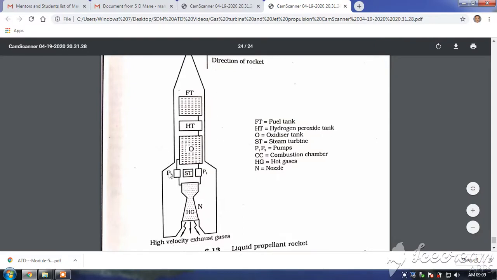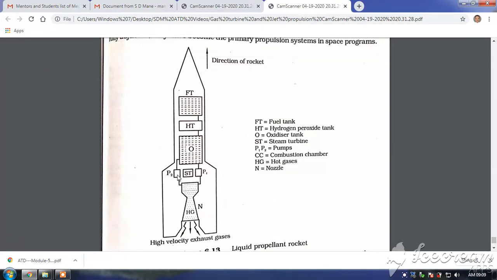For both of them there are two separate pumps. One pump is for the fuel and another pump is for the oxidizer. Both are liquids, so you have got pumps and they are pumped into this combustion chamber. In this combustion chamber there is also an igniter which will burn the fuel, and from there the gases pass through this nozzle.